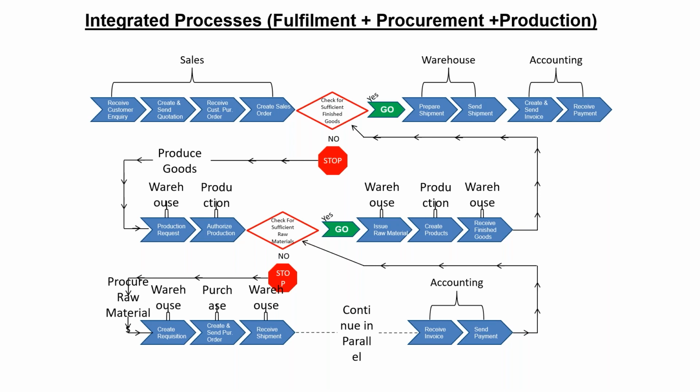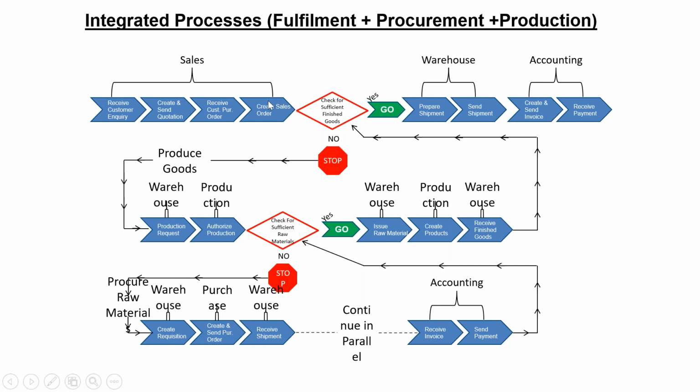So the starting point will be sales. You receive a customer inquiry. A customer will send an inquiry to purchase the goods that have been manufactured by you. Once you receive the inquiry, you will create a quotation of your goods and share with the customer. Once the customer is okay with that, he will give the purchase order. That means in our case it will be a sales order. You will receive a sales order, and we'll create the sales order in the system.